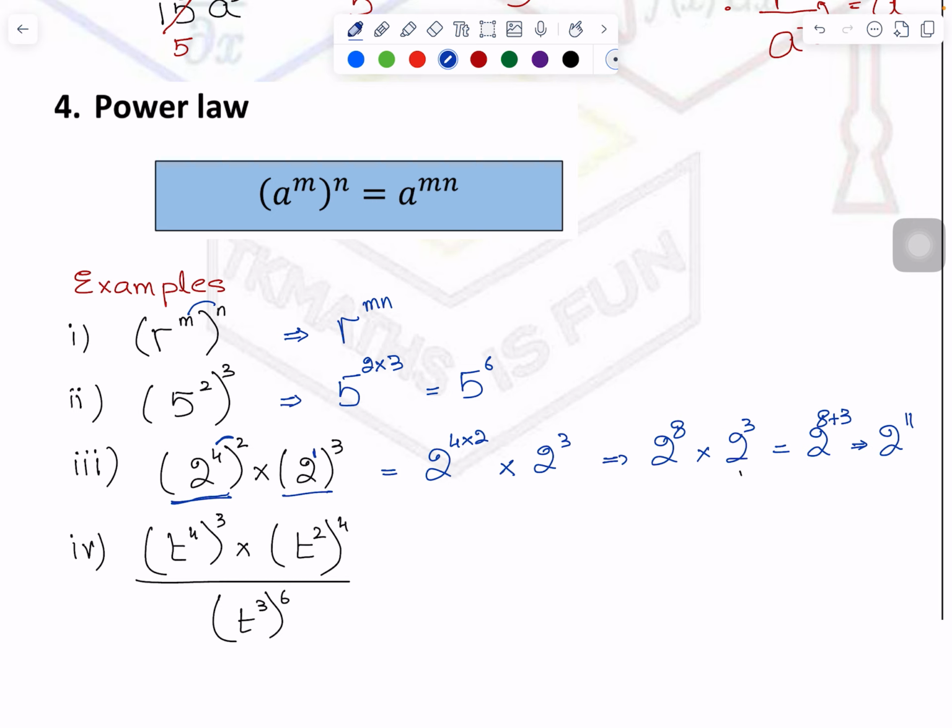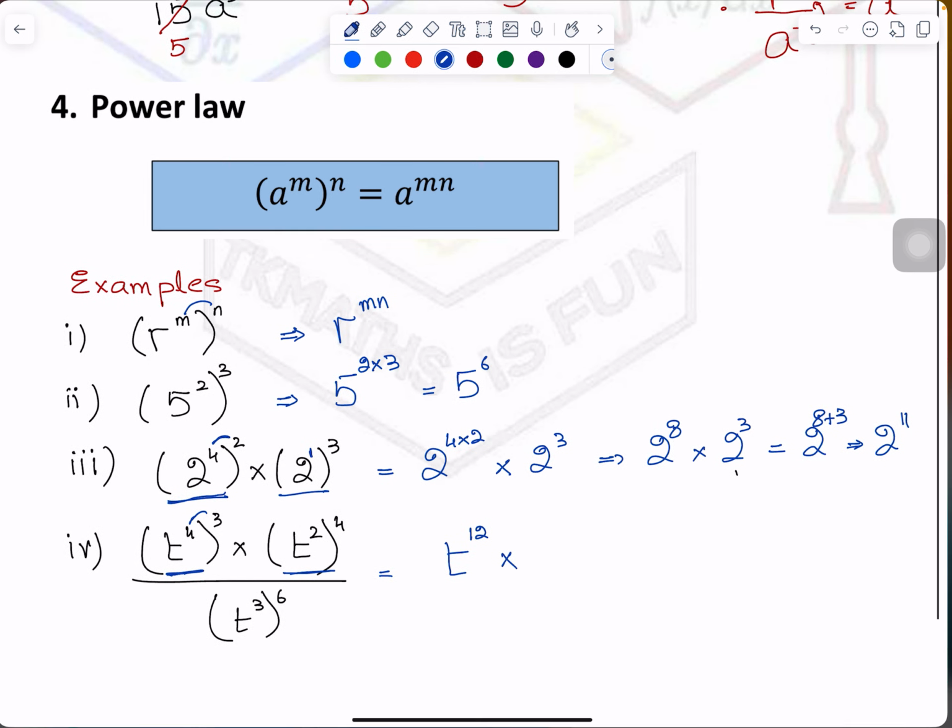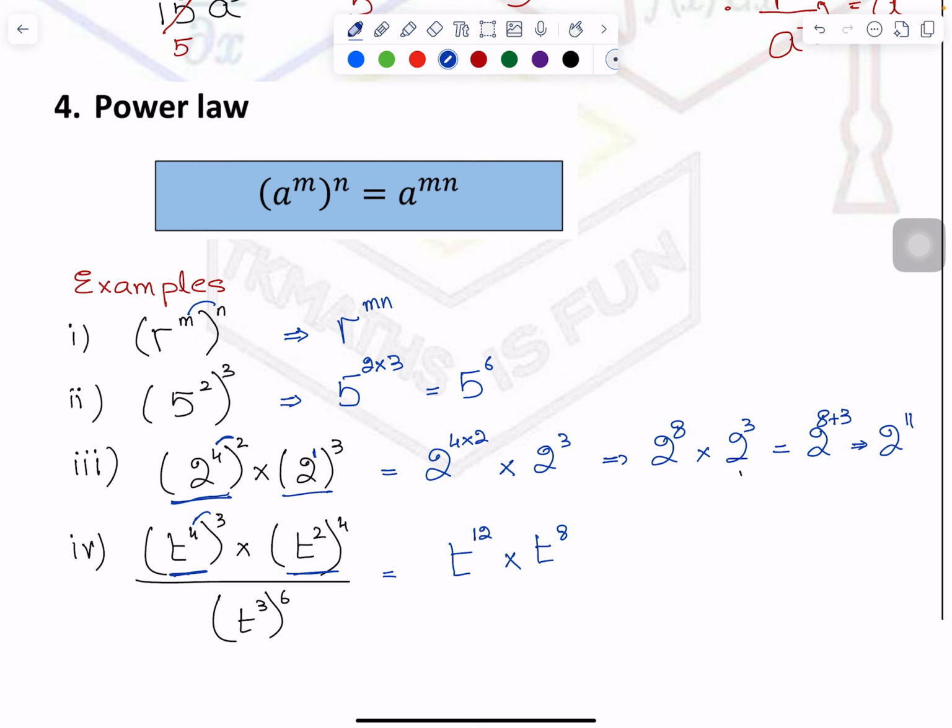Let's do this one. If you keep applying the same rules slowly, no matter how complicated the question looks, you will be able to solve it. So let's handle this part first. Power law I will apply here: 4 times 3 is 12. Then in this case also, because it is power law, 4 times 2 is 8. In the denominator also, 3 times 6 or 6 times 3, 18.